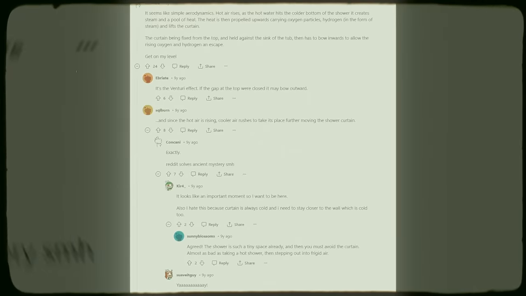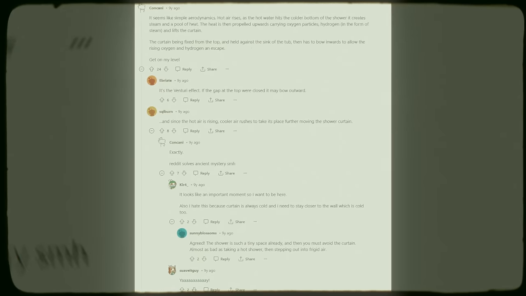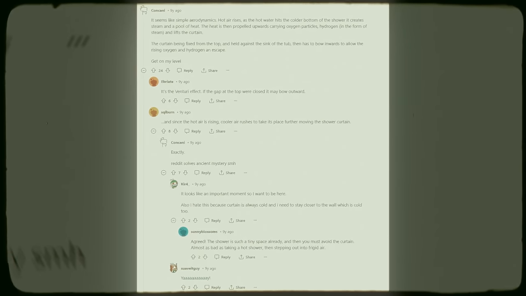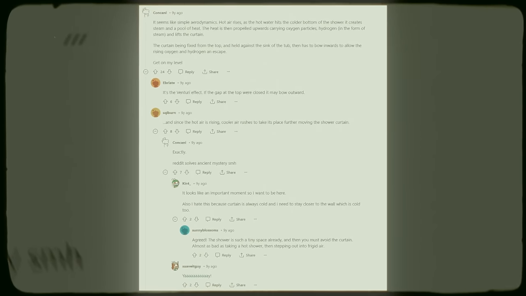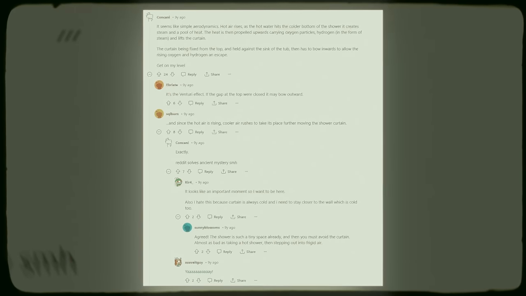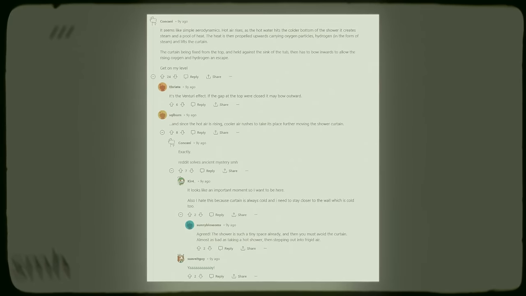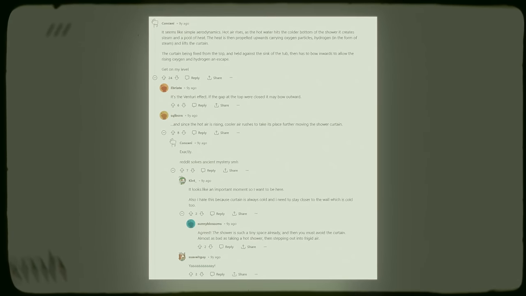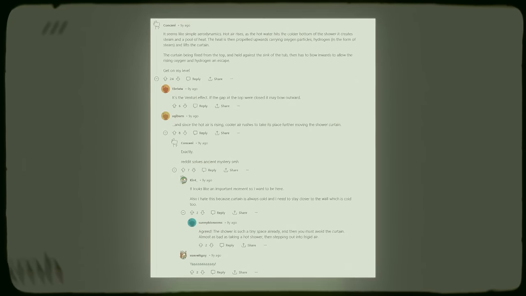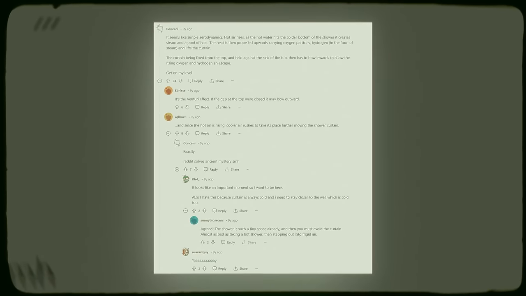Kunkani explained that this is just a simple example of aerodynamics, where hot air rises when the hot water hits the cold bottom and it creates steam, as well as a pool of heat. The heat then rises upward, carrying oxygen particles along with it, as well as hydrogen in the form of steam, ultimately lifting the curtain. Ebriate supported this statement and called it the Venturi effect, and said that if the gap at the top had been closed, the curtain would bow outward.